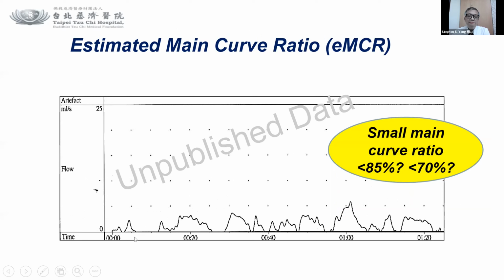In this case, you can see a typical interrupt flow pattern, and the main curve ratio is less than 30%. So I think the estimated main curve ratio could be used for you to classify interrupt flow pattern.